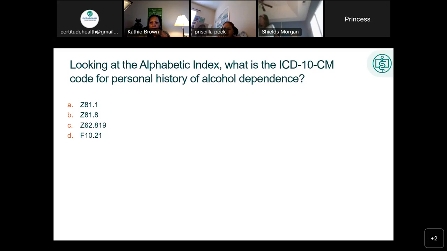Any questions on being able to find that? Like, what were your struggles as you were trying to determine the correct answer? To me, breaking it down to the personal history all the way to the alcohol dependency. Yes, that was good. Good. So we can continue. We'll have many more examples like that as we go throughout.